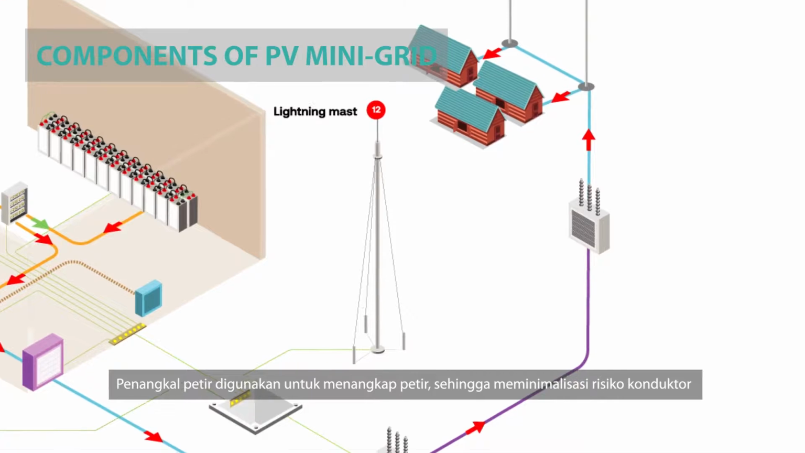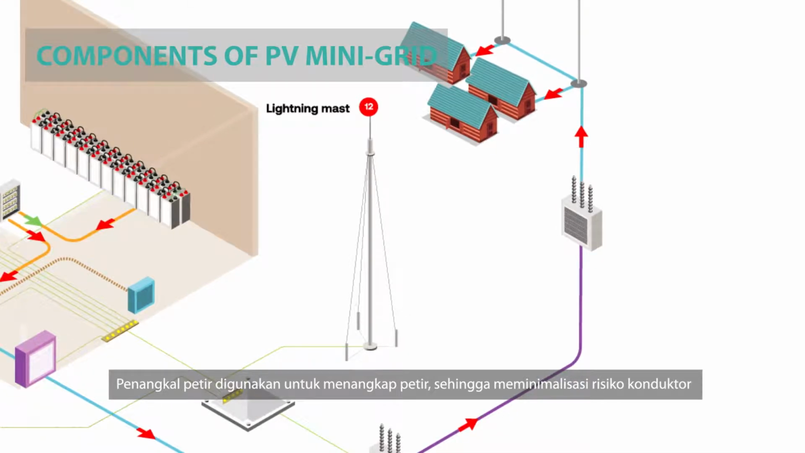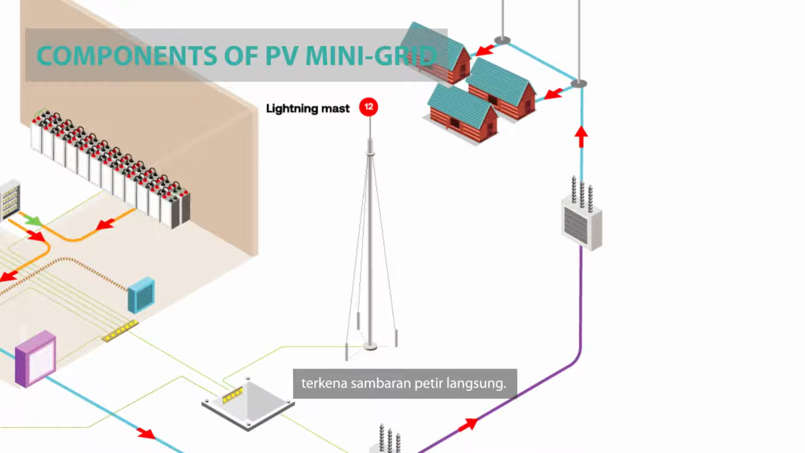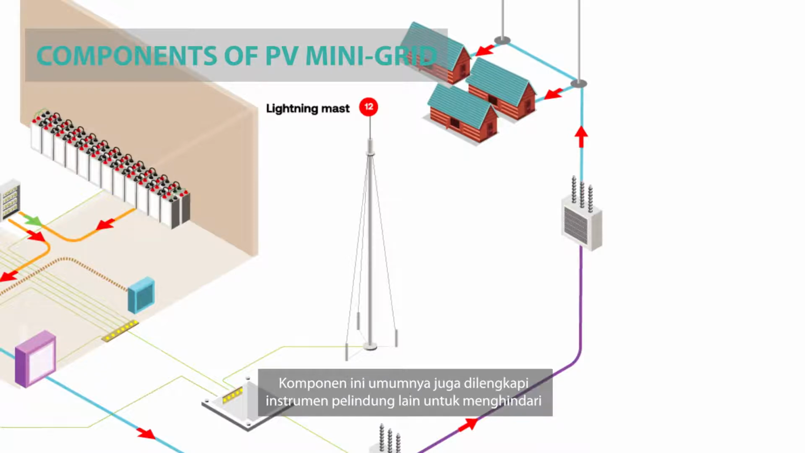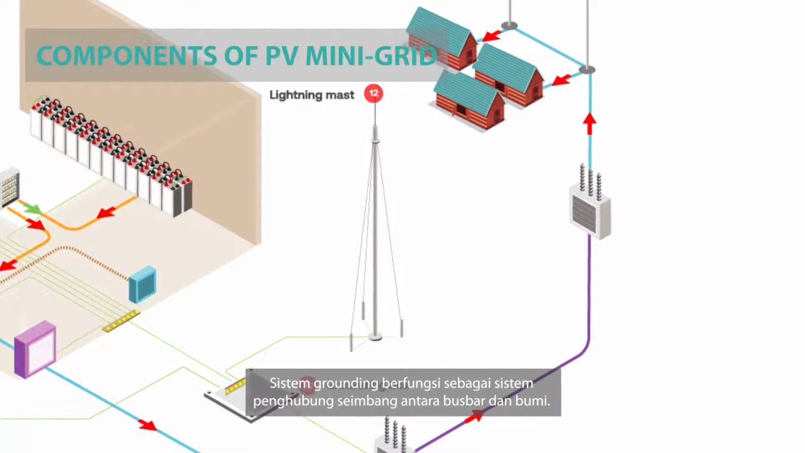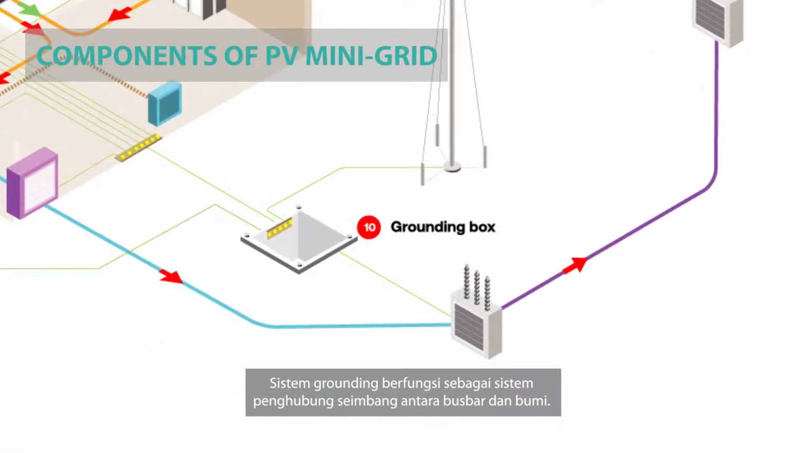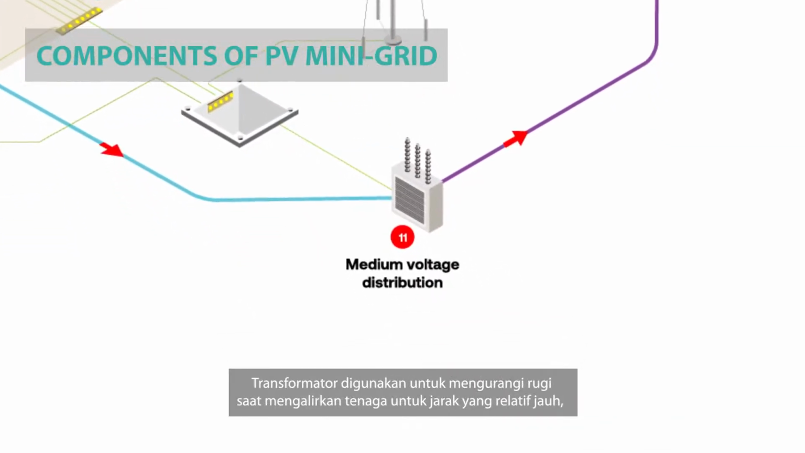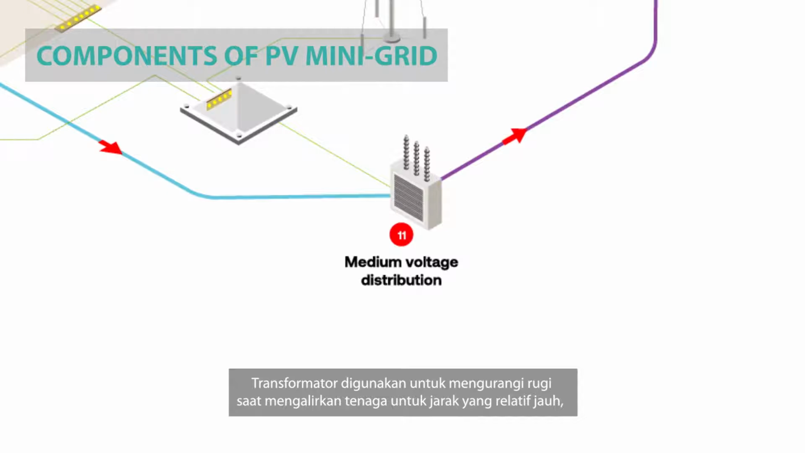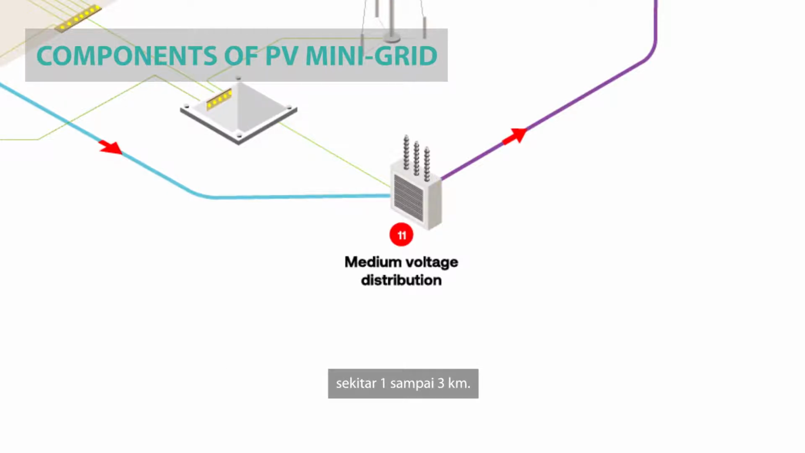Lightning protection is used to attract and capture lightning strike, thus minimizing the risk of conductor receiving direct lightning strike. It is usually equipped with surge protection devices as well to avoid indirect lightning impact. Grounding system serves to provide equipotential bonding busbar and grounding. Transformer is used to reduce losses when transferring power over a relatively long distance, about 1 to 3 kilometers.